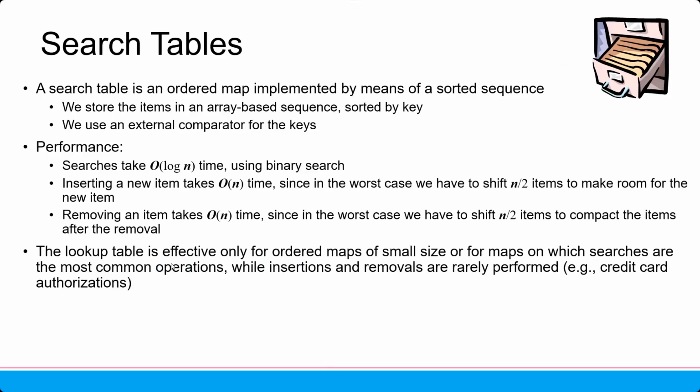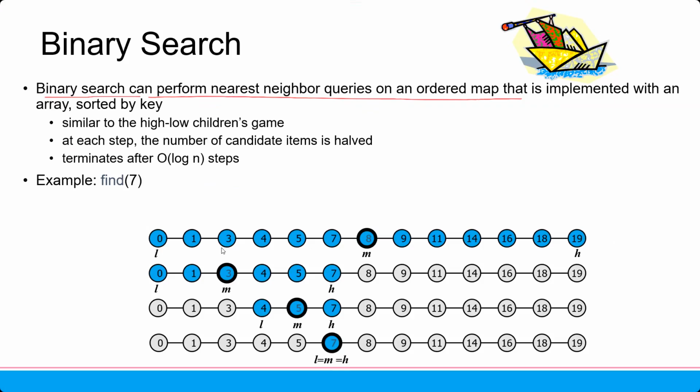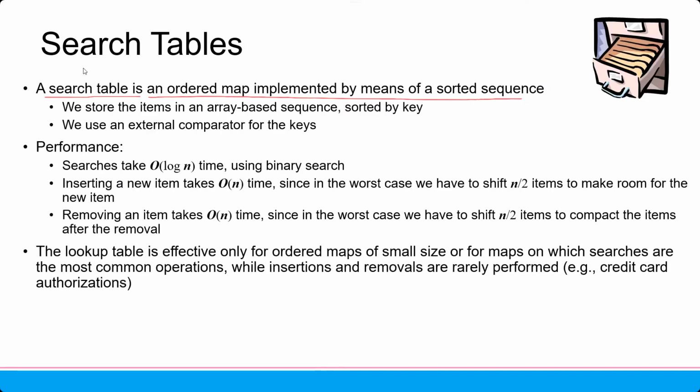So we can use this binary search in the table. We call it search table. So this search table is an ordered map implemented by means of a sorted sequence. So what we saw before, this is already sorted. And this is a sorted sequence in a map. We store the items in an array-based sequence sorted by key.